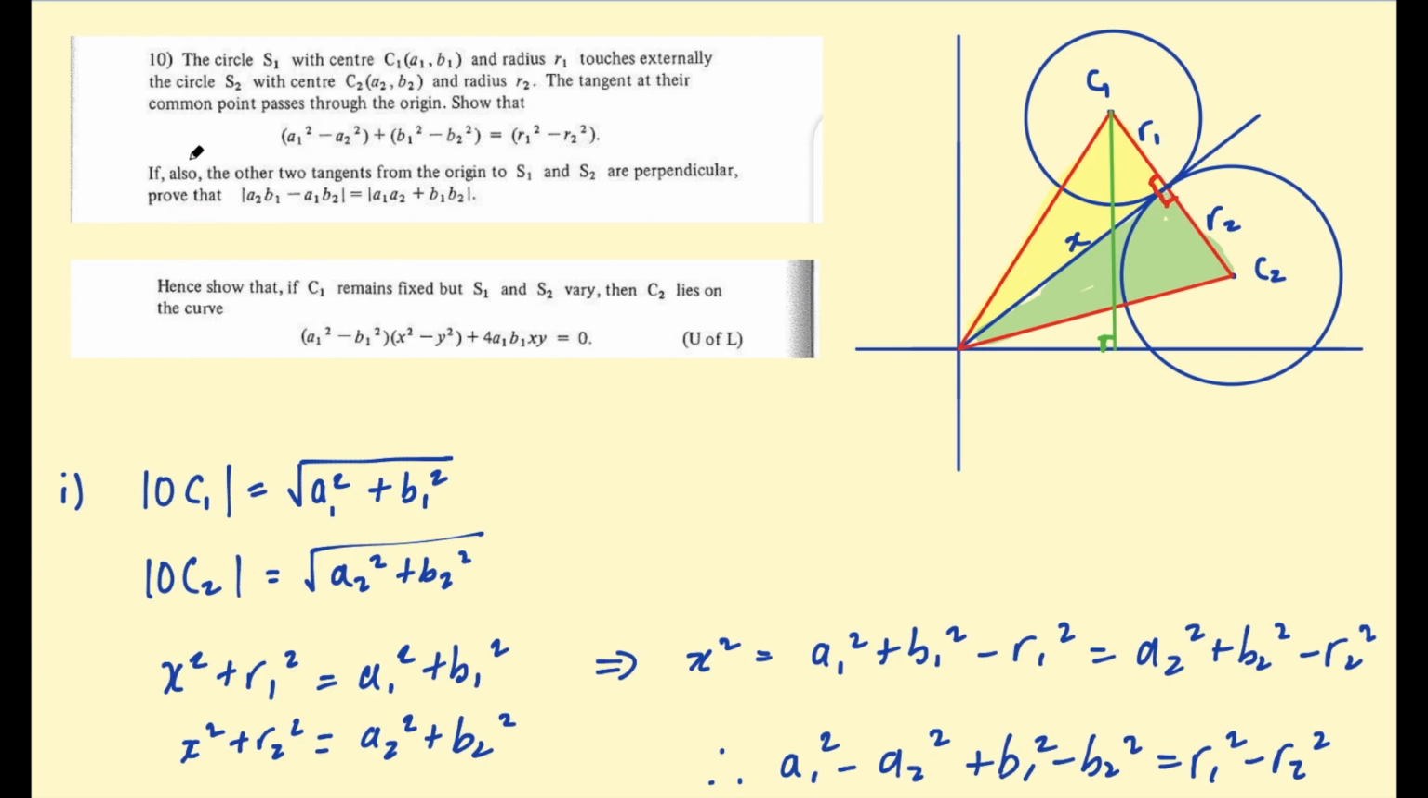Okay, the second part of this question says, if also the other two tangents from the origin to S1, S2 are perpendicular, prove that the magnitude of A2, B1 take A1, B2 equals A1, A2 plus B1, B2. Okay, so we have two other tangents to the circles. They must be these two. That's the only other possible tangents. They are perpendicular, so they are at 90 degrees. So that angle in there is 90 degrees.